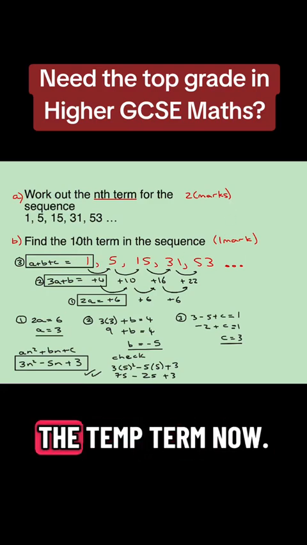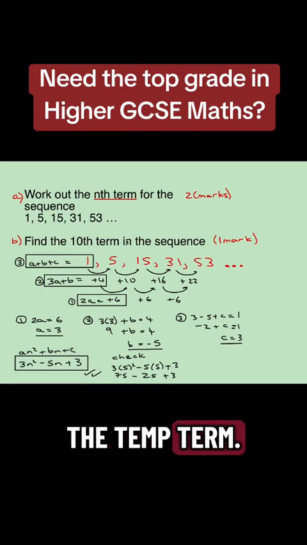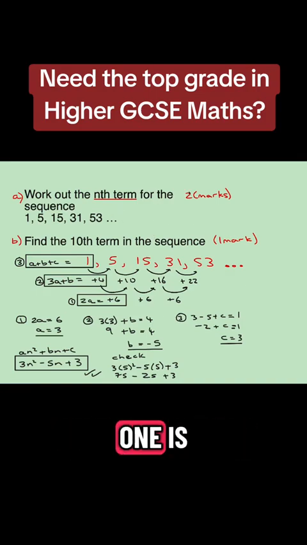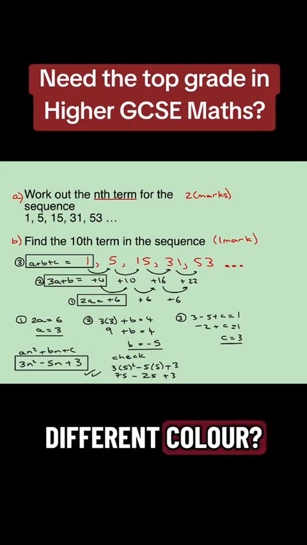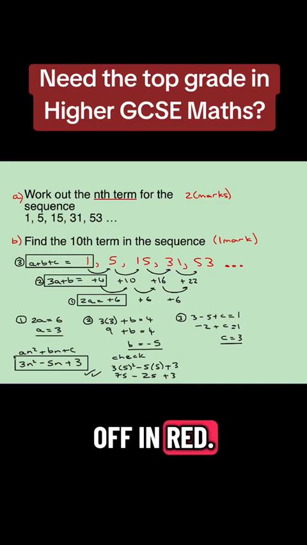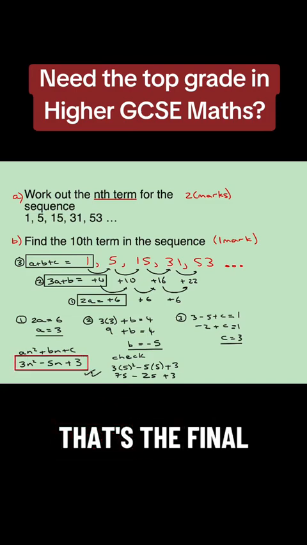And you just need to find the 10th term now. Now you just need to sub that in for the 10th term. So final answer for that first one is this thing down here. Should we do it in a different colour? We'll box it off in red. That's the final answer there.